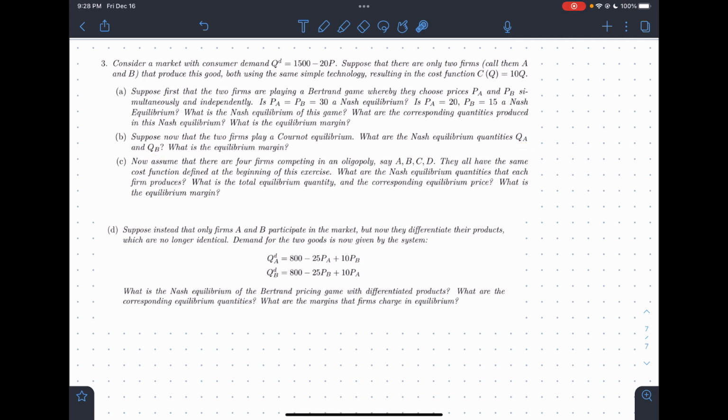And then instead of just looking at 2 firms, we're going to have 4 firms. So this is going to change a little bit, but it's going to be the same structure as this one. So we're just going to add 2 more firms. And then finally, we're going to consider a differentiated Bertrand game. So the products are not going to be the same. There's going to be some difference between them. People will substitute accordingly.